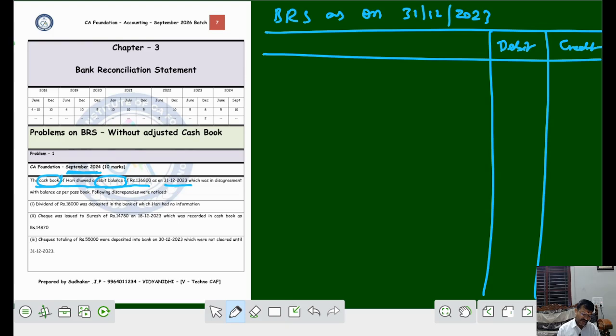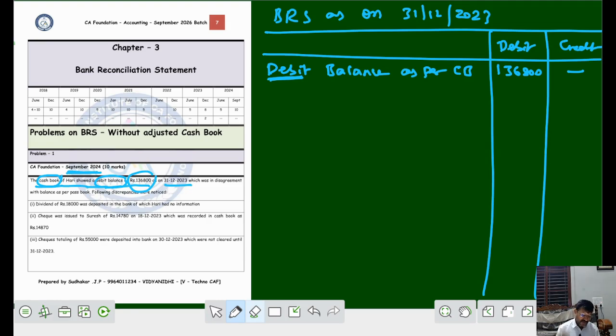What is the first sentence? Cash book of Hari showed a debit balance. So let us write debit balance as per cash book. How much is it? 1,36,800. The first transaction is to be taken on the same side. If it speaks about a debit balance, take it on the debit side. If it is a credit balance, take it on the credit side.